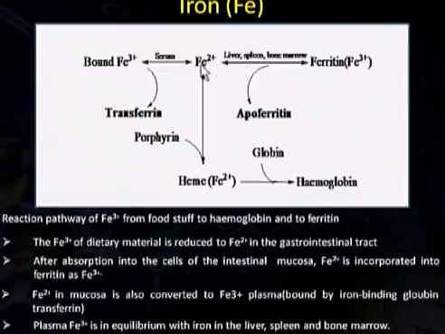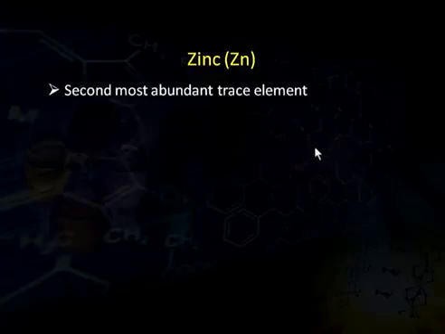And also this ferrous combines with the porphyrin to form heme, and this heme combines with the protein globin to form hemoglobin. Coming on to the second trace element, which is zinc. Zinc is the second most abundant trace element.